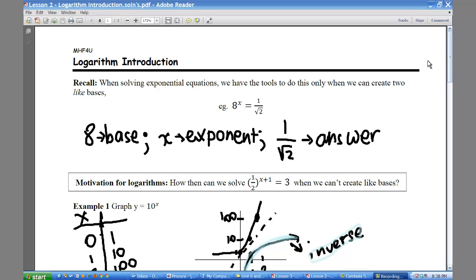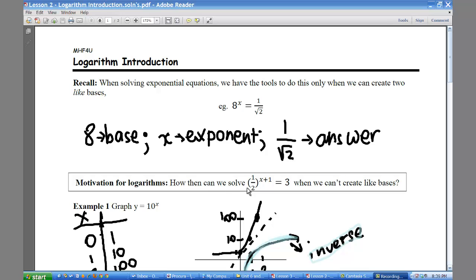So, when solving exponential equations, we have the tools to do this only when we can create two like bases. So, 8 to the power of x equals 1 over square root of 2. 8 in this case is the base. X is the exponent, 1 over square root of 2 is the result of raising the 8 to some kind of exponent. What is the exponent though? This is when the log comes in and helps us determine which exponent we need to raise the base to get the answer. That's what the logs are for.